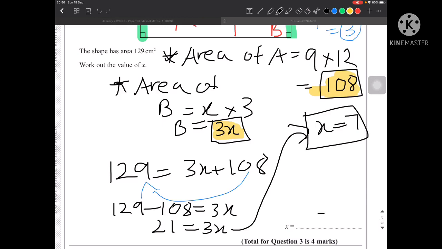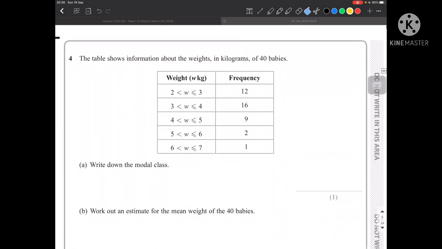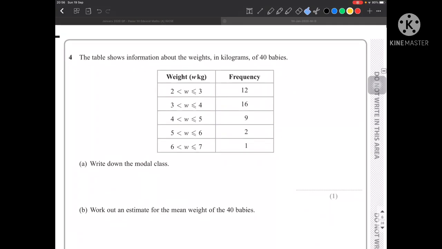Let's put that in here. X is 7. So that's it for that question. Let's move on to the fourth question. The table shows information about weights in kilograms of 40 babies. Write down the modal class. The modal class is the one that occurs most frequently, which is 16. So that is 3 ≤ W < 4.